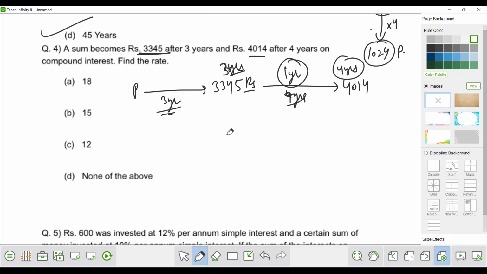So check the ratio, 3345 divided with, yes, okay, just wait.